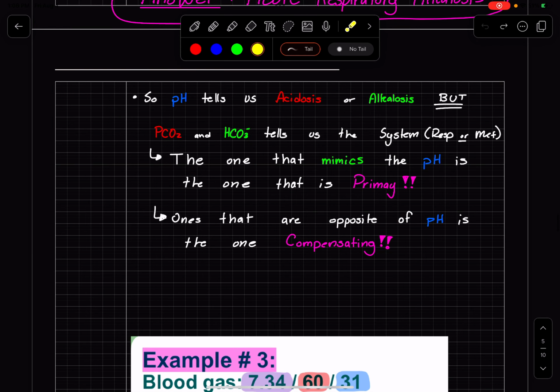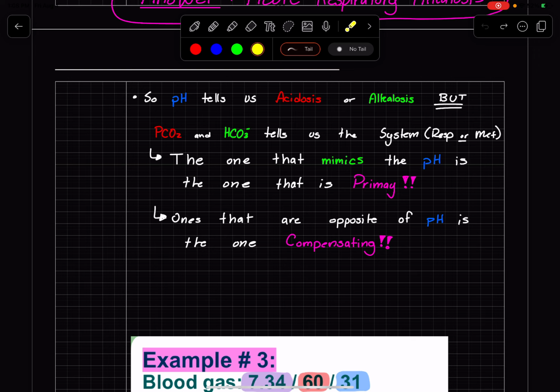Okay, so here's the rule. Here's a nice rule to follow. pH tells us whether it's acidosis or alkalosis. Ever since I've been doing these, that's exactly how I see this. pH tells me it's either this or it's this. But these other ones from the arterial blood gas, the CO2 or the bicarb, tell me which system they're in, whether it's respiratory or metabolic. And that's how I split it up in my head. pH does this, these do that.